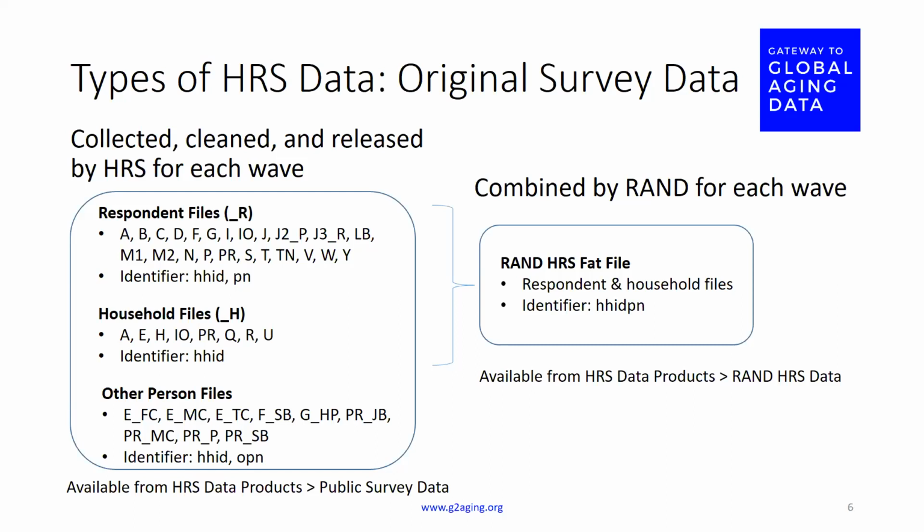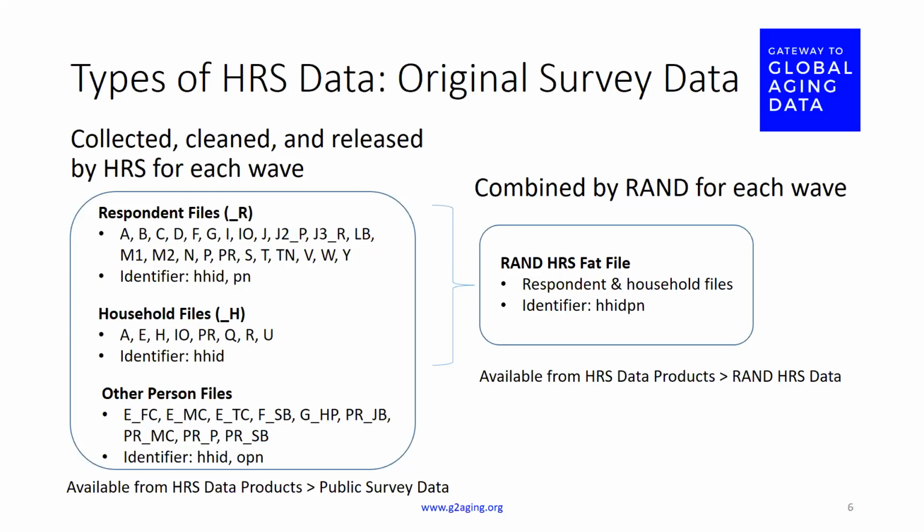Both respondent and household files are released in a wide format where there is one row for each respondent and a ton of columns representing each survey question. Lastly, there are what I'll call other person files. These files correspond to people outside of the respondent, for example, other household members or caregivers. These files are released in a long format, generally, where there can be multiple rows for the respondent, corresponding to the number of people who are being asked about. So if there are 3 other people in the household, then there will be 3 rows using the respondent's HHID, one for each extra person in the household.